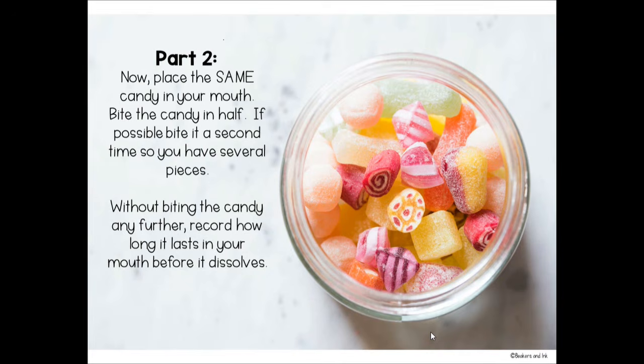Now, let's go ahead and take the second candy. That should be the same as what you did the first time. Take that candy, bite it in half. If it's possible, go ahead and bite your half in half, so you have several pieces. Don't bite the candy any farther, but go ahead and put it in your mouth and record how long it lasts before it dissolves completely. Go ahead and pause it.